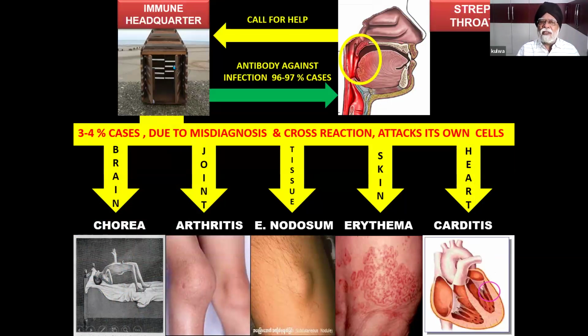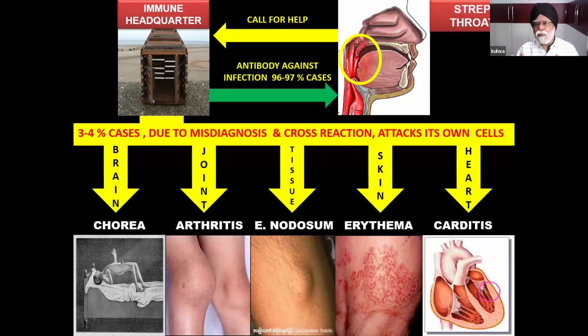In the immune center, the body sends a message. It calls for help to the immune system. The immune headquarters sends antibodies to the site of infection, and the infection gets cured. This is a normal procedure in 96 to 97% of cases. But in the remaining 2 to 3% of cases, a strange phenomenon happens.